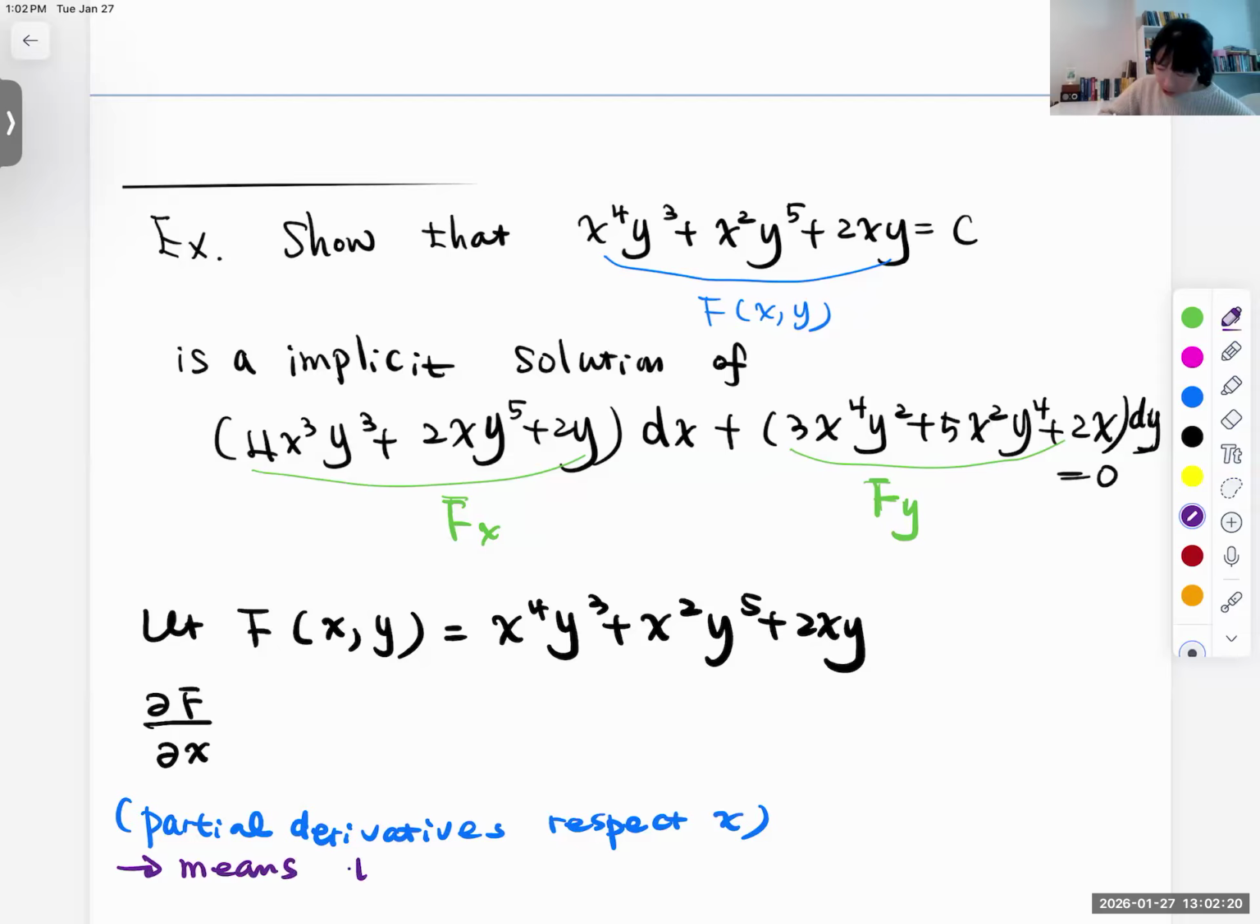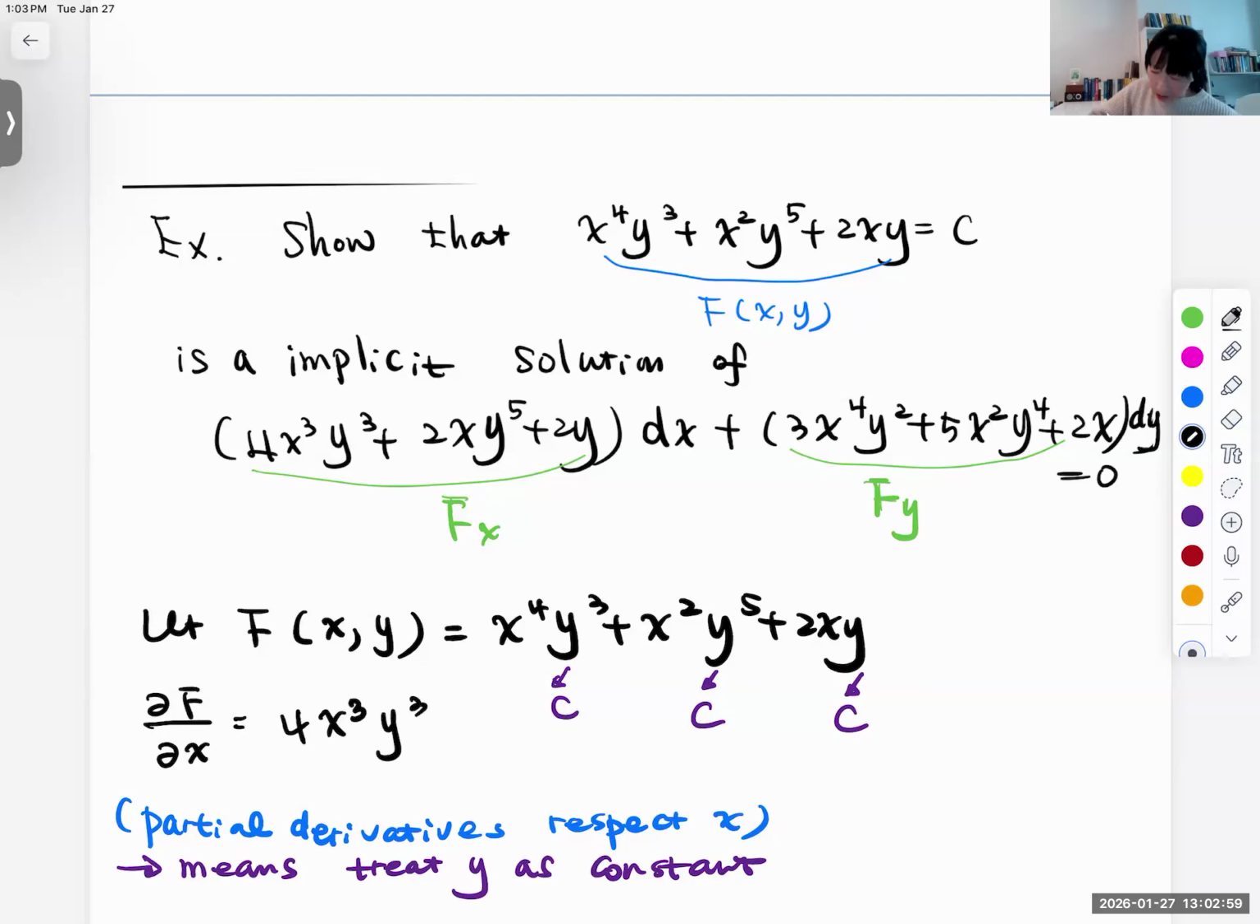Means treat y as constant. Okay, so this is a constant. This is a constant. This is a constant. Okay, let's do it. We do derivative x to the fourth power. So 4x to the third power, right? Y to the third power is constant, so we keep the constant, right? So 4 x to the third power, and then y to the third, right?